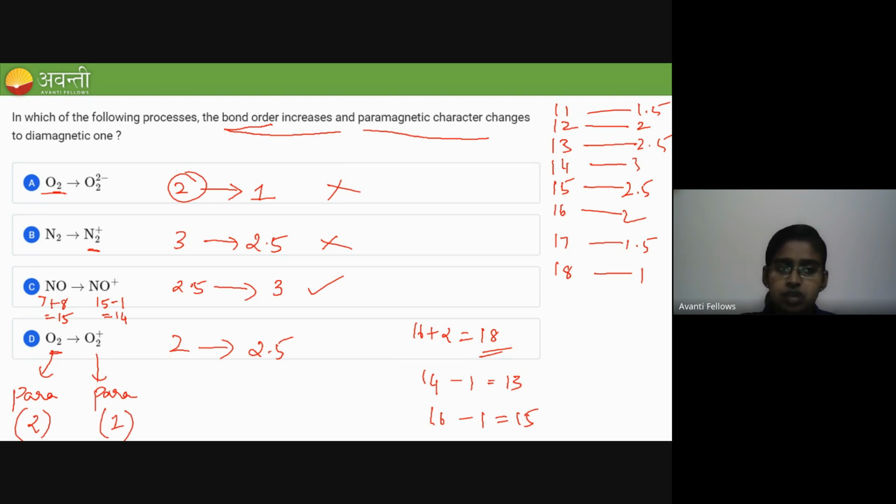But when you see NO, NO plus is diamagnetic and NO is paramagnetic. So option C is the correct answer for this question.